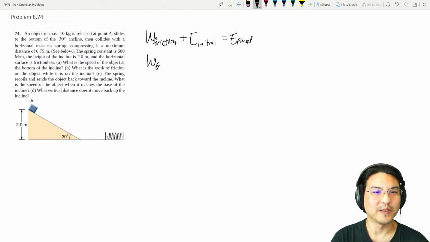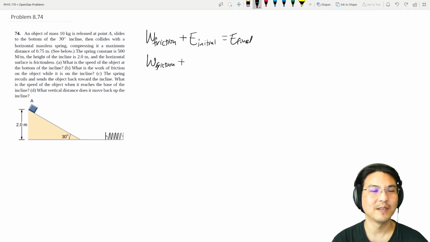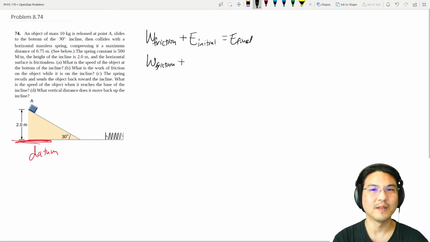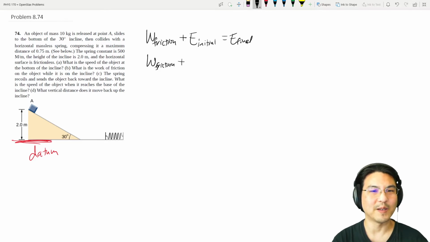So this work by friction, and then how much energy here? Kinetic energy, 0, it's starting at rest. There's no spring connected right now, so there's no spring potential energy. Gravitational potential energy depends where we pick the datum. So let's say we pick the datum over here. Then the block has gravitational potential energy, mgh, some height h above the datum, which is 2 meters. That's the initial. And then it goes down the ramp.